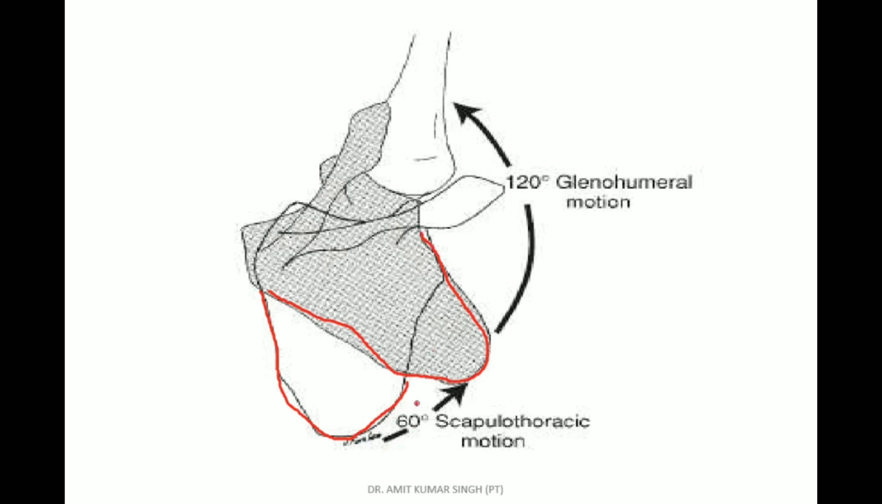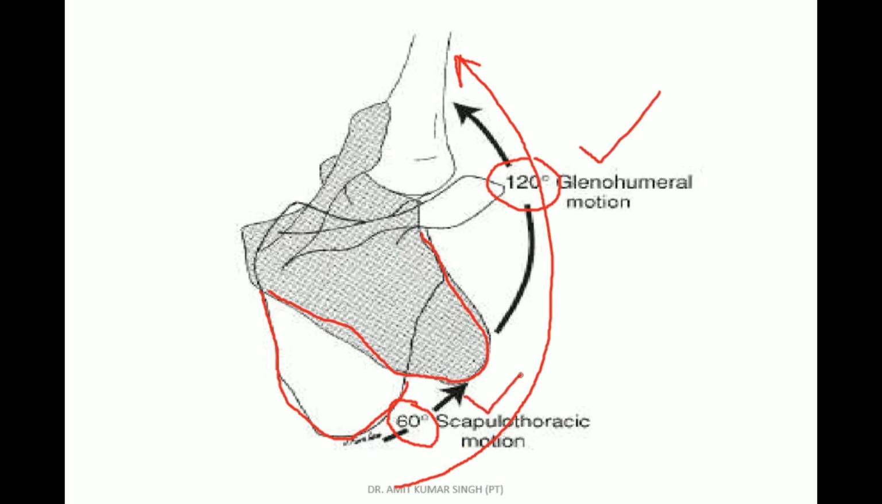Here it is mentioned that in the 2:1 ratio, the contribution by the scapulothoracic joint is 50 to 60 degrees, and the contribution by the glenohumeral joint is 120 degrees. So that's why we get a total of 180 degrees of movement, 60 plus 120. Out of that 180, 120 degrees of movement is provided by the GH joint, and the remaining 50 to 60 degrees is provided by the scapulothoracic joint. That is the reason we get the 2:1 ratio. 2 represents the glenohumeral joint, and 1 represents the scapulothoracic joint.